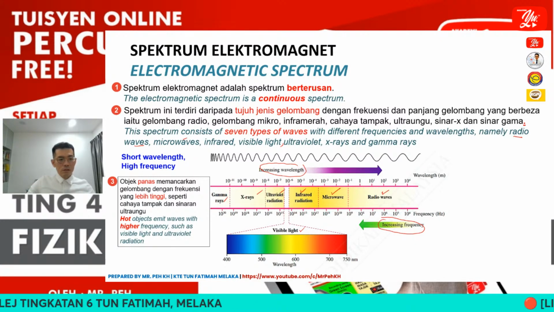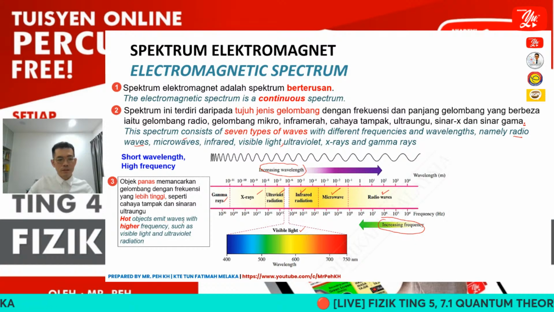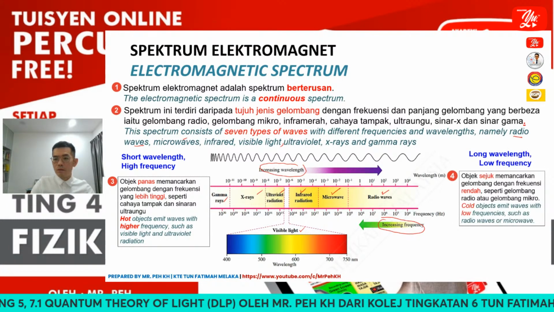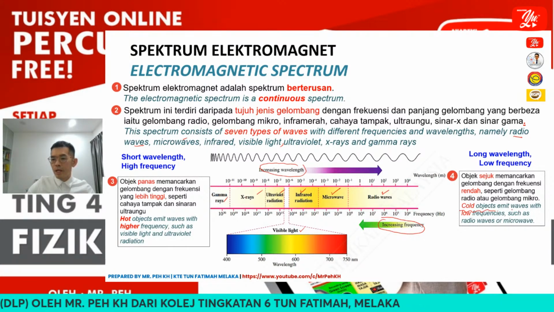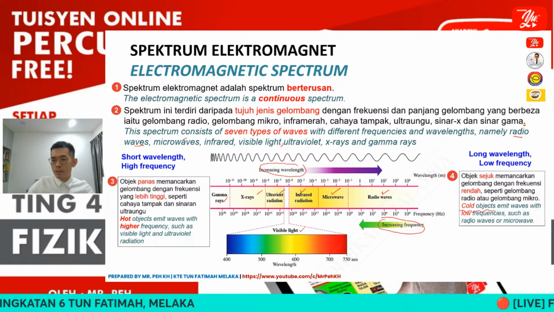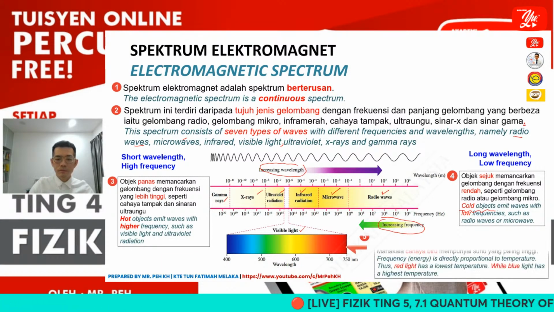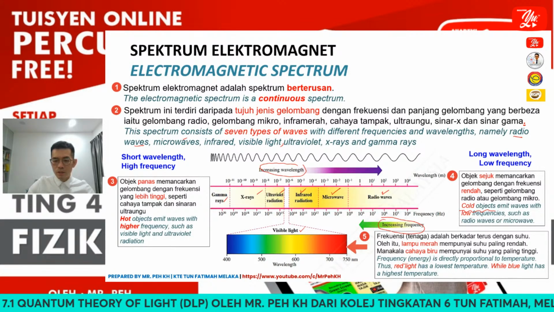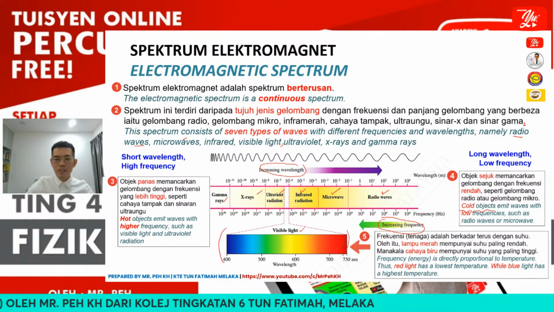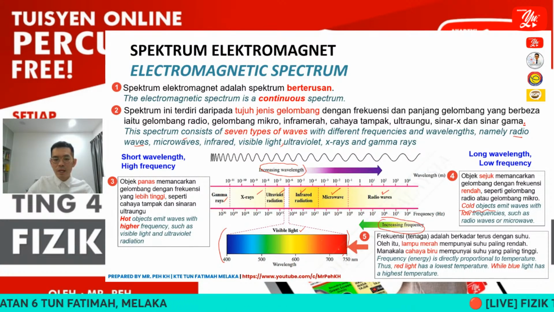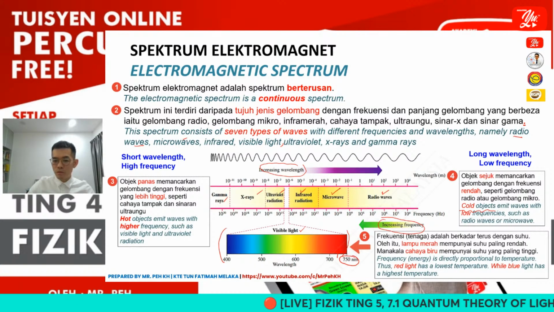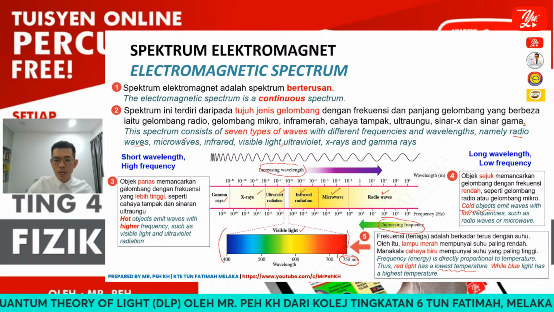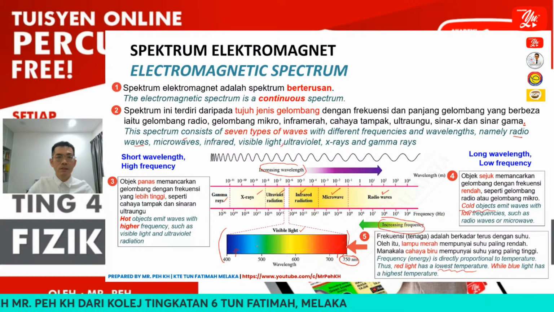Okay, so here, the hot object emits waves with higher frequency, such as visible light and ultraviolet radiation, while the colder object emits waves with lower frequency, which are radio wave or microwave. So the frequency of the energy is directly proportional to the temperature. Thus, if we compare the colors of light in the visible region, the red light, which has the longest wavelength or lowest frequency, has a lower temperature. On the other hand, the white-blue light has a higher temperature as it has the shorter wavelength and highest frequency.